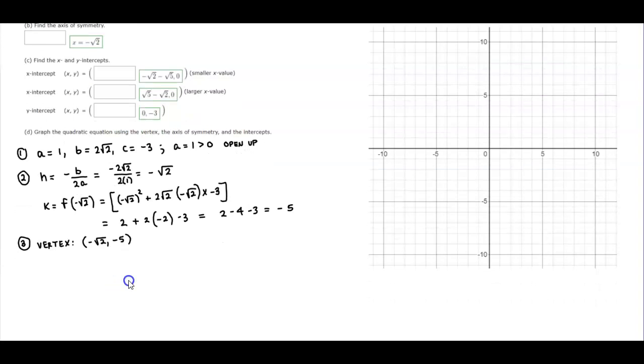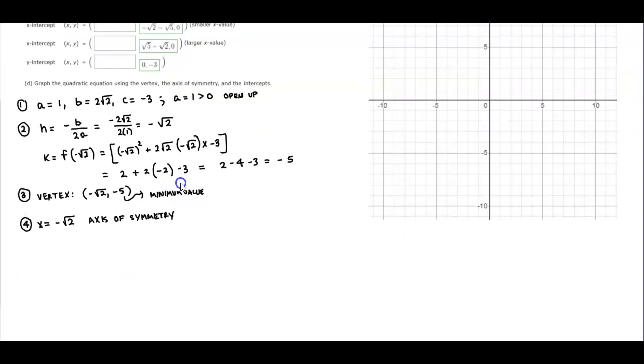Okay, so we know that the axis of symmetry is going to equal x, which is equal to negative square root of 2. So therefore, that is our axis of symmetry. We also know that this negative 5 is a minimum value. Okay, now, next step is we need to find our x and y intercepts. So let's go ahead and do that.